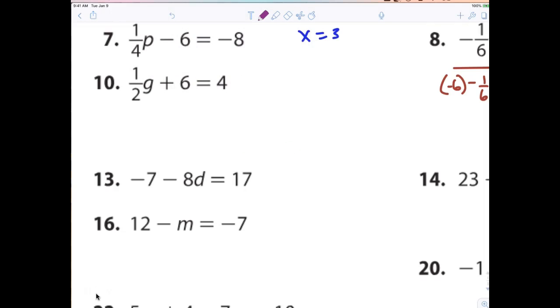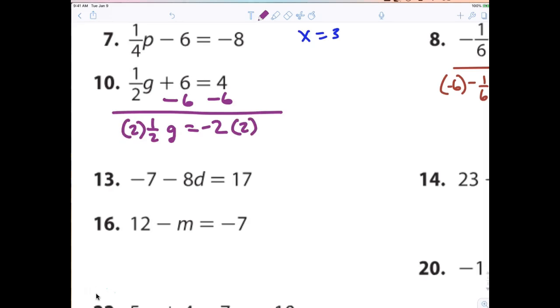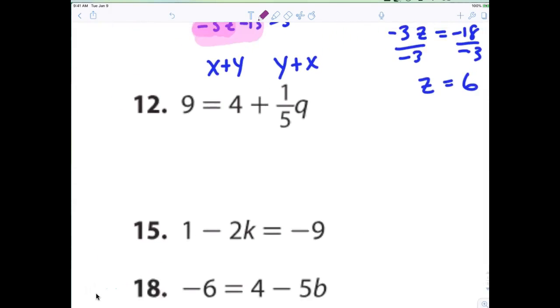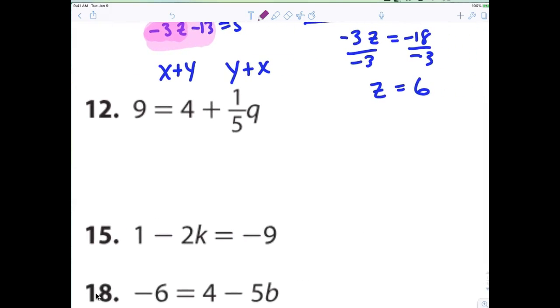Joseph, Number 10, what do I have to do first? Very good. Very good. All right. Very nice. All right. Let's look at number 12.